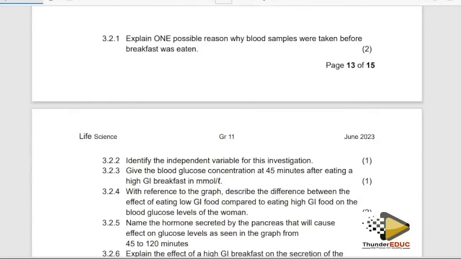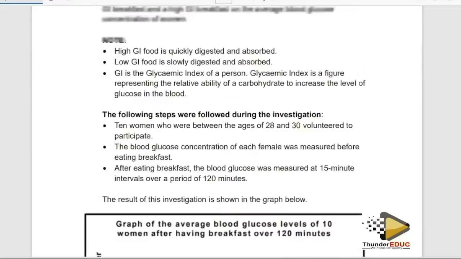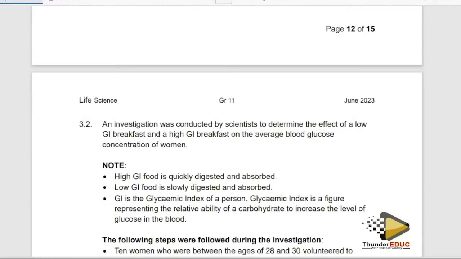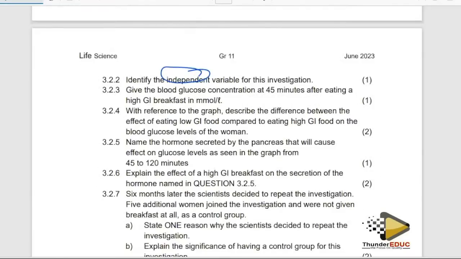And they're saying, identify the independent variable. Let's go back and see. We always get it from the investigation: it was conducted to determine the effect of low GI breakfast and high GI breakfast. So these are different types of breakfast, on the average glucose. What will the breakfast do on the blood glucose? So basically, the independent variable is the type of breakfast.